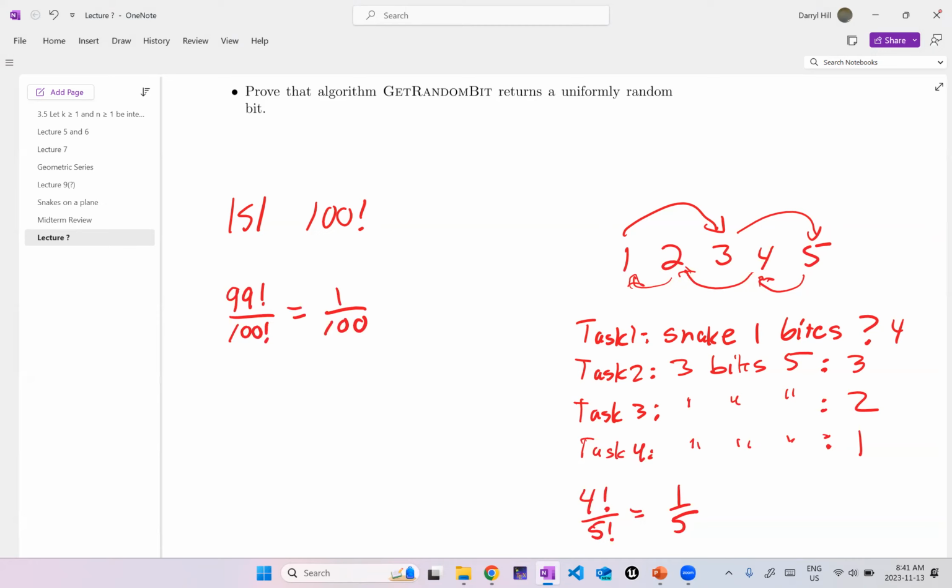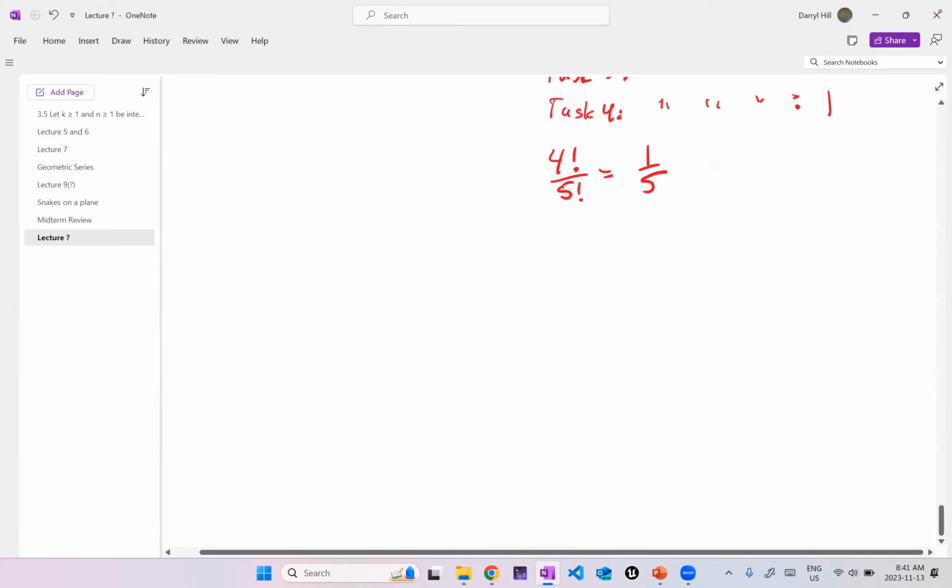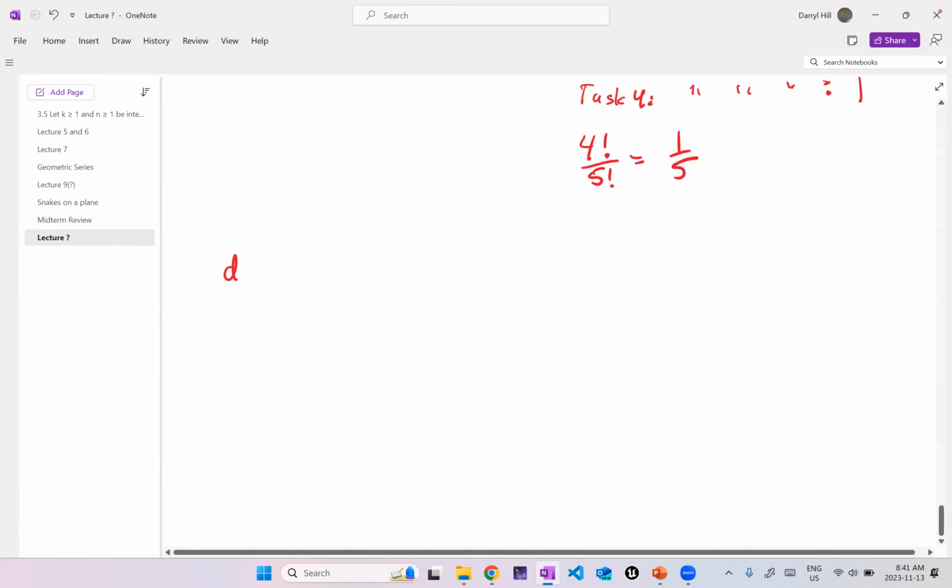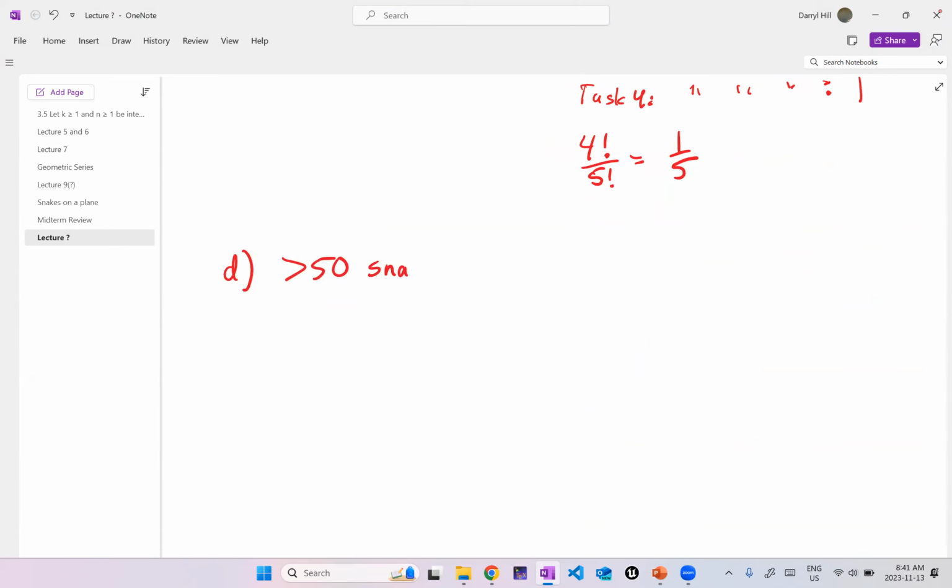Okay, so that's part C. And it really helps to understand all of that stuff before you move to part D. And then part D, we're going to say, so D is: is there greater than 50 snakes in the largest cycle?